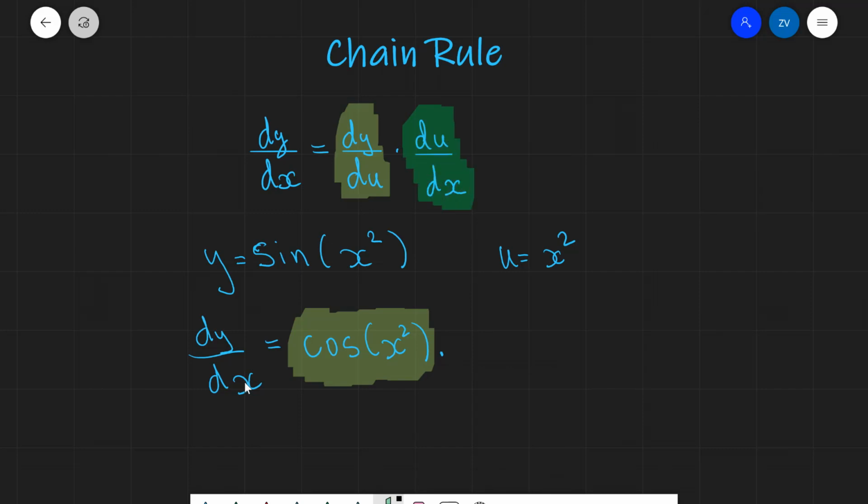Now because u is equal to x squared, the derivative, let me just write this down over here, du by dx will of course be equal to 2x. So dy by dx will be equal to cos of x squared multiplied by 2x. So this part over here is our du by dx, and this part over here is equal to dy by du.